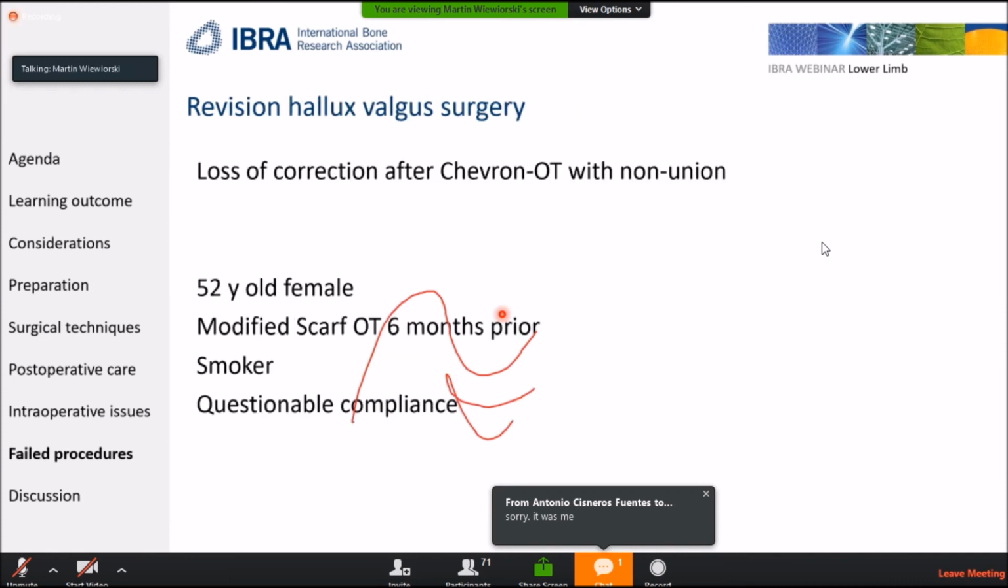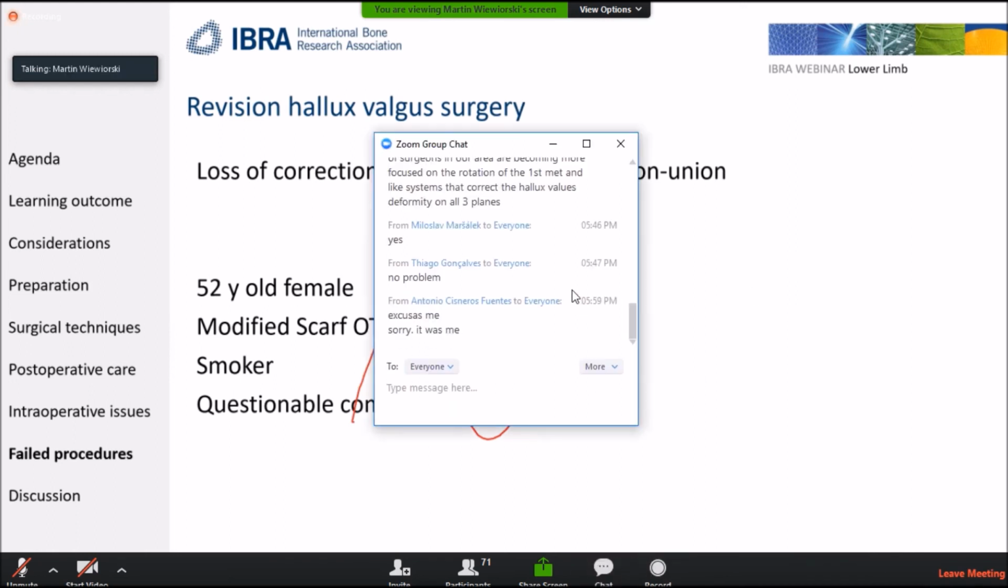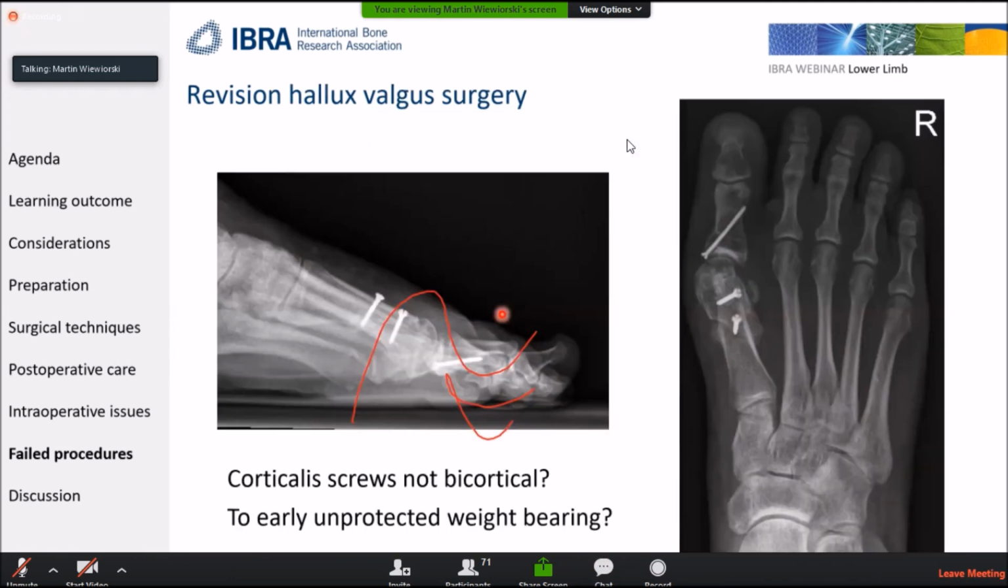The first case I want to show you is a patient who had a chevron osteotomy and a non-union. A 50-year-old female. This was not a scarf osteotomy, it was a chevron osteotomy, 6 months before I saw her. She was a smoker, and compliance was questionable.